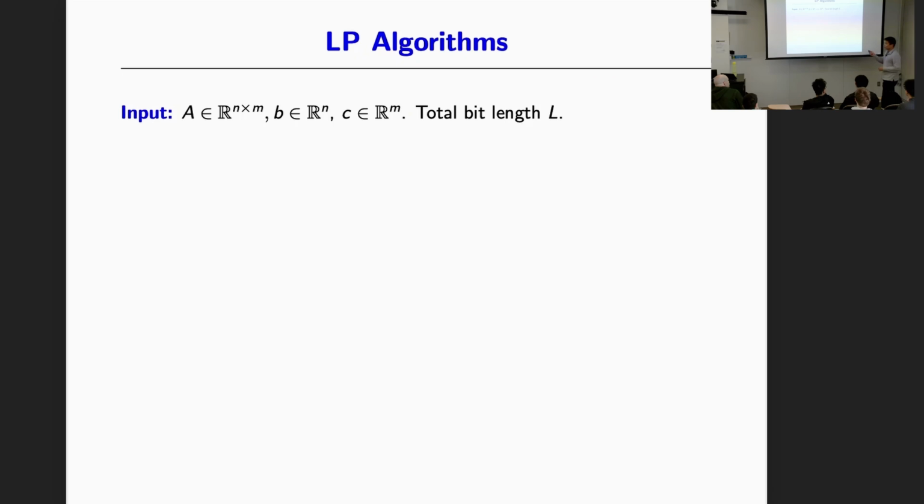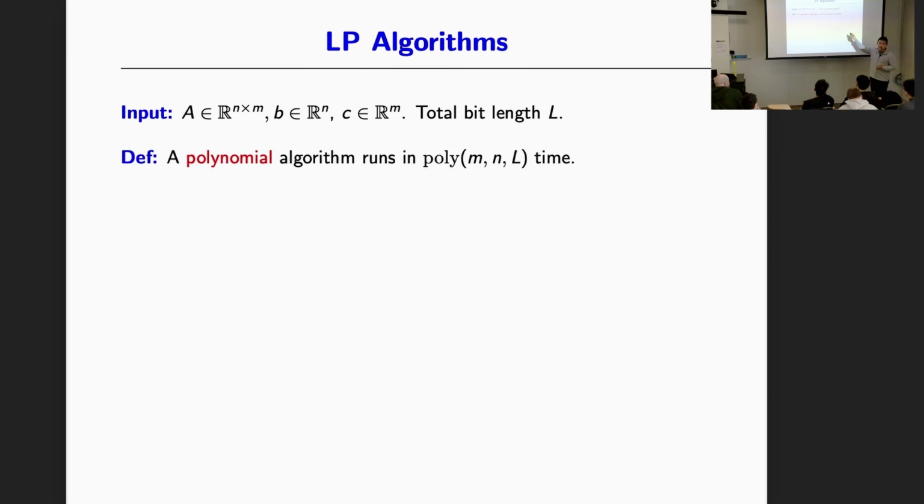So an input to a linear program is the constraint matrix A, the right-hand side vector b, and the cost vector c. We'll use L to denote the total bit length of the input, which is the total number of bits you need to encode the numbers in A, b, and c. So a polynomial algorithm is any algorithm that runs in poly(m, n, L) time.